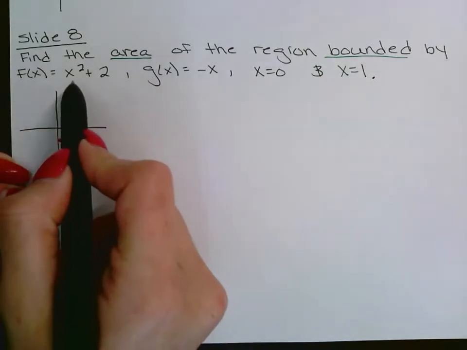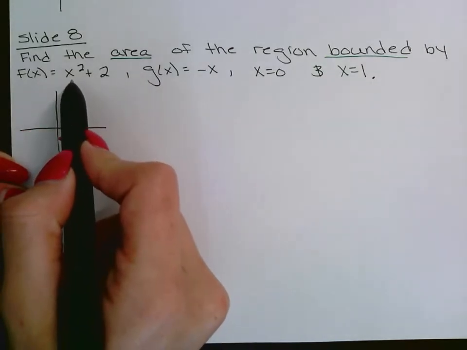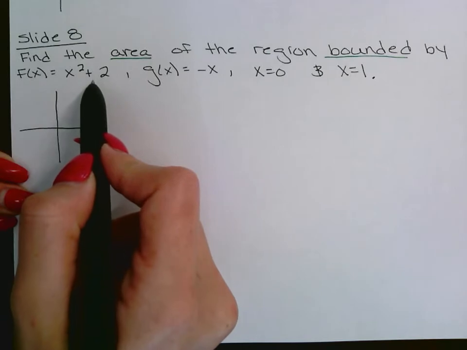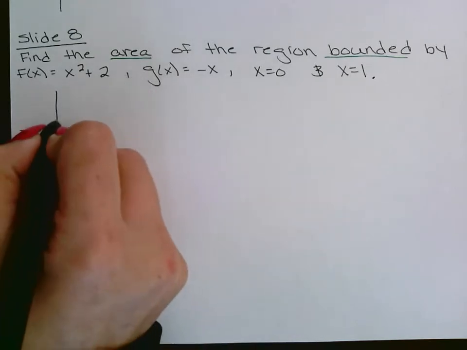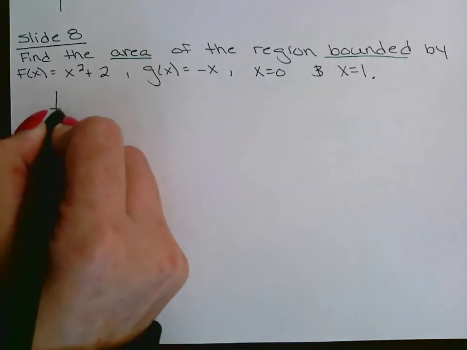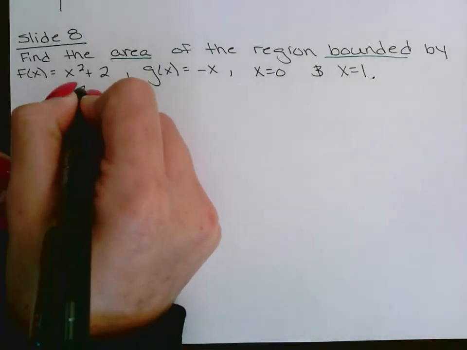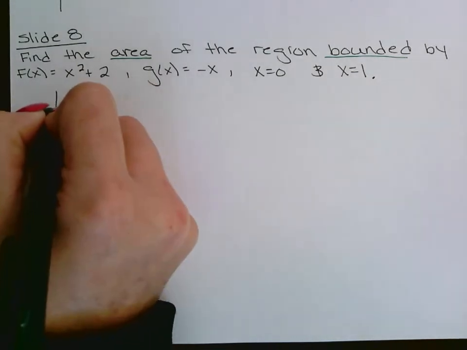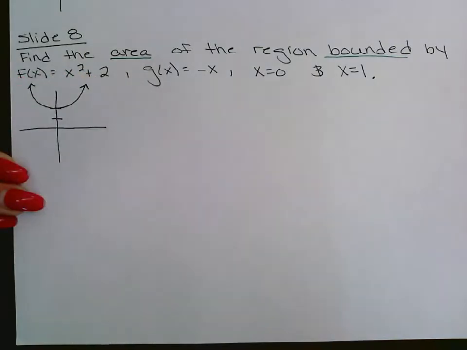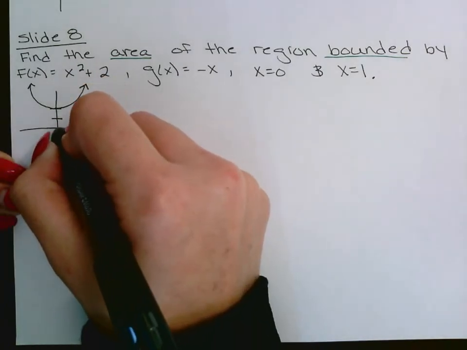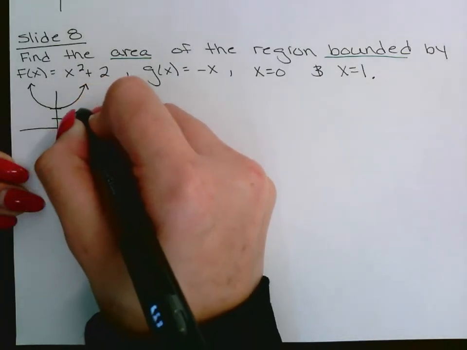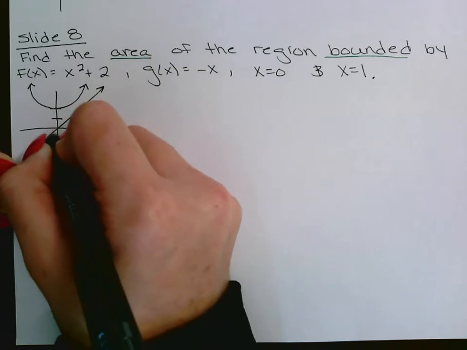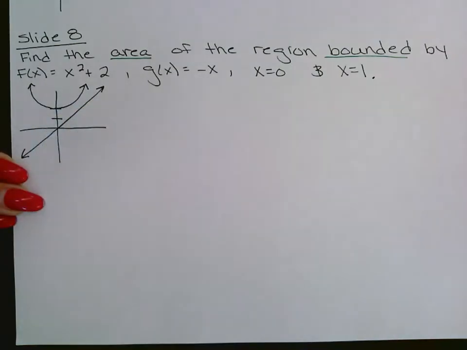what is a graph of x squared? Parabola facing up, and what does a plus 2 do? Right, it makes it move up 2. So 1, 2, and I have a parabola. Okay, what is the graph of negative x? It's a linear function with a negative slope. Do you already see who top and bottom is?